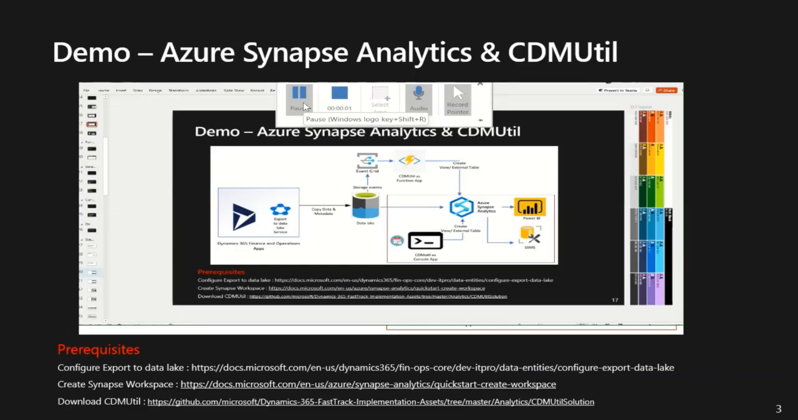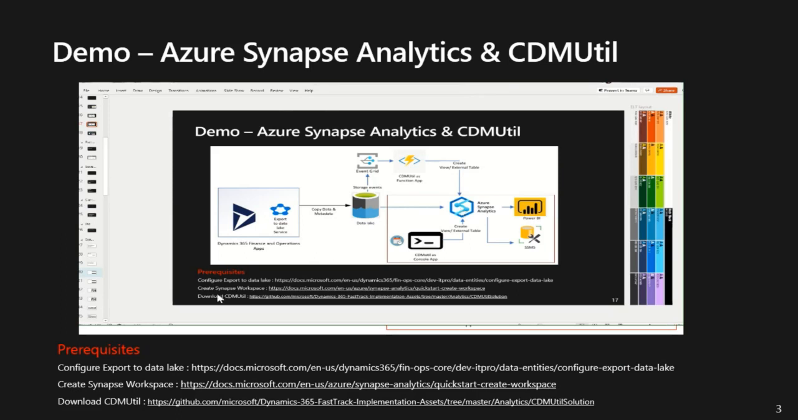In this demo, we will see how we can use the Synapse Analytics SQL serverless pool to query tables and views, build a logical data warehouse, and finally build a Power BI report. Prerequisites for this are that you have configured the export to data lake service in your FNO environment. You added tables, and the tables and metadata get copied over to the data lake. And you have created an Azure Synapse Analytics workspace.